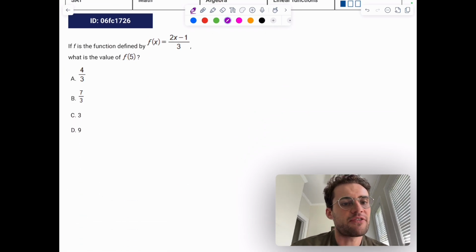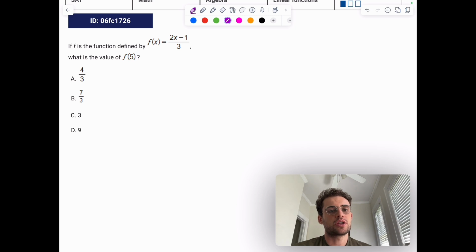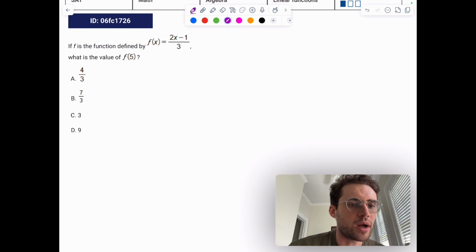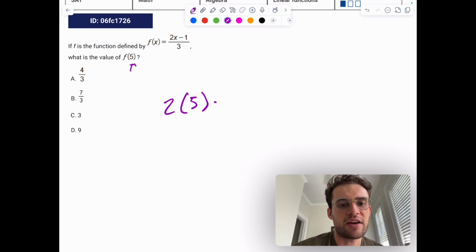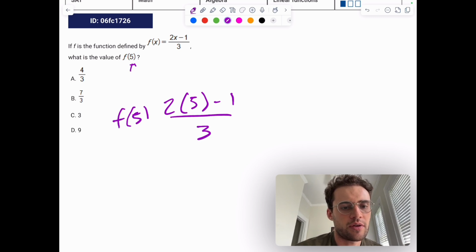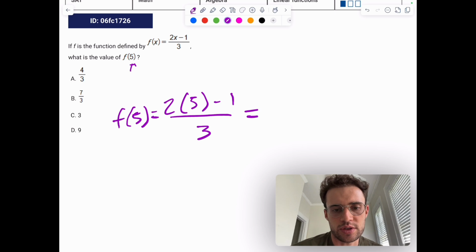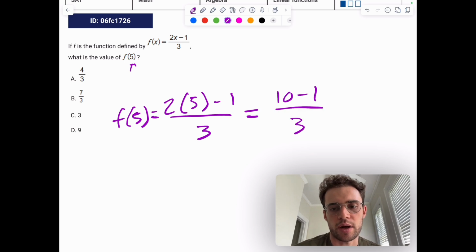If f is the function defined by f of x equals 2x minus 1 in the numerator over 3 in the denominator, what is the value of f of 5? So this just means you input 5 for x, and we get 2 times 5 minus 1 over 3. That's equal to f of 5. So f of 5 equals 10 minus 1 over 3. 10 minus 1 is 9, so 9 over 3, which gives us f of 5 equals 3.